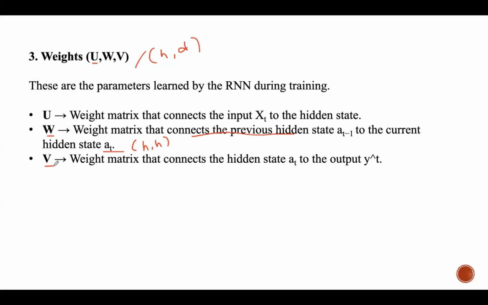Then the last one is V, which is the hidden to output weight matrix. So remember this: this is input to hidden, whereas this is hidden to hidden, and this is hidden to output. That is most important, so you need to know the difference. And the shape of this matrix is O comma H, where O is the output size and H is the hidden units. So this V converts the hidden representation into meaningful output.